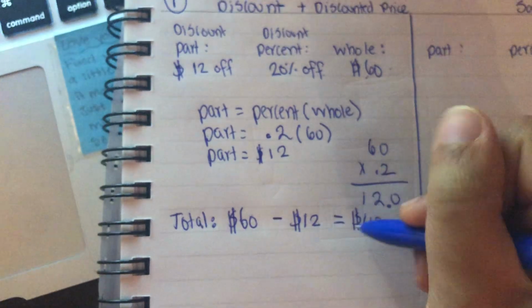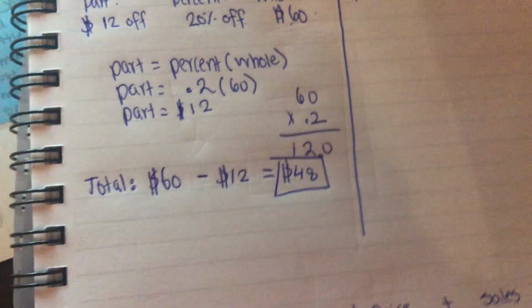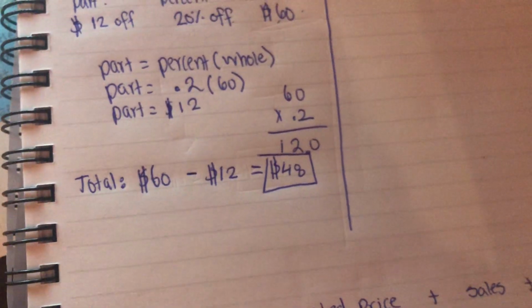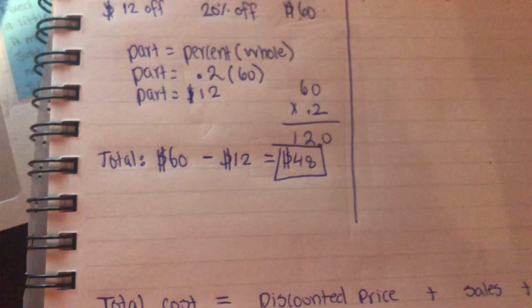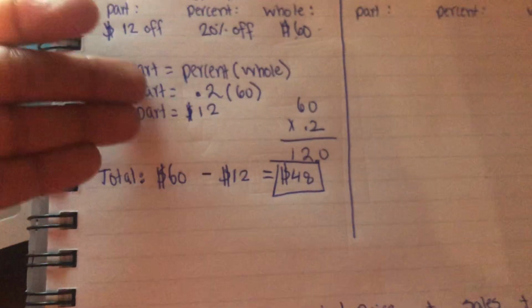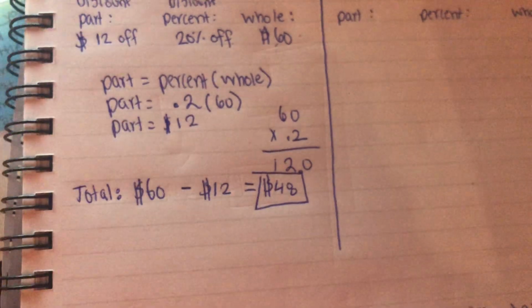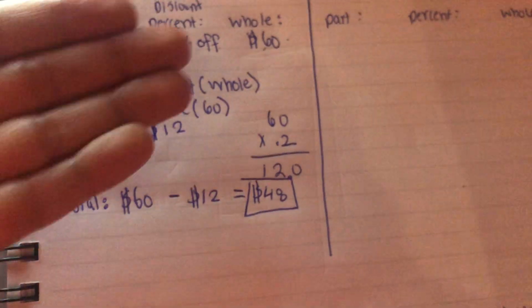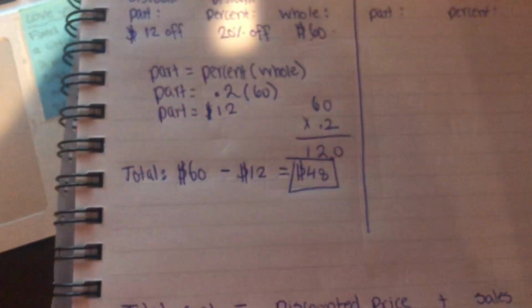And that's the total. So you should always expect that you're paying less. Obviously not $12. That would be a crazy sale. Even thinking about this in terms of context, it wouldn't make sense if you get 20% off and you pay $12. That's more than half of 60. Half of 60 is $30. So this wouldn't make sense, okay?